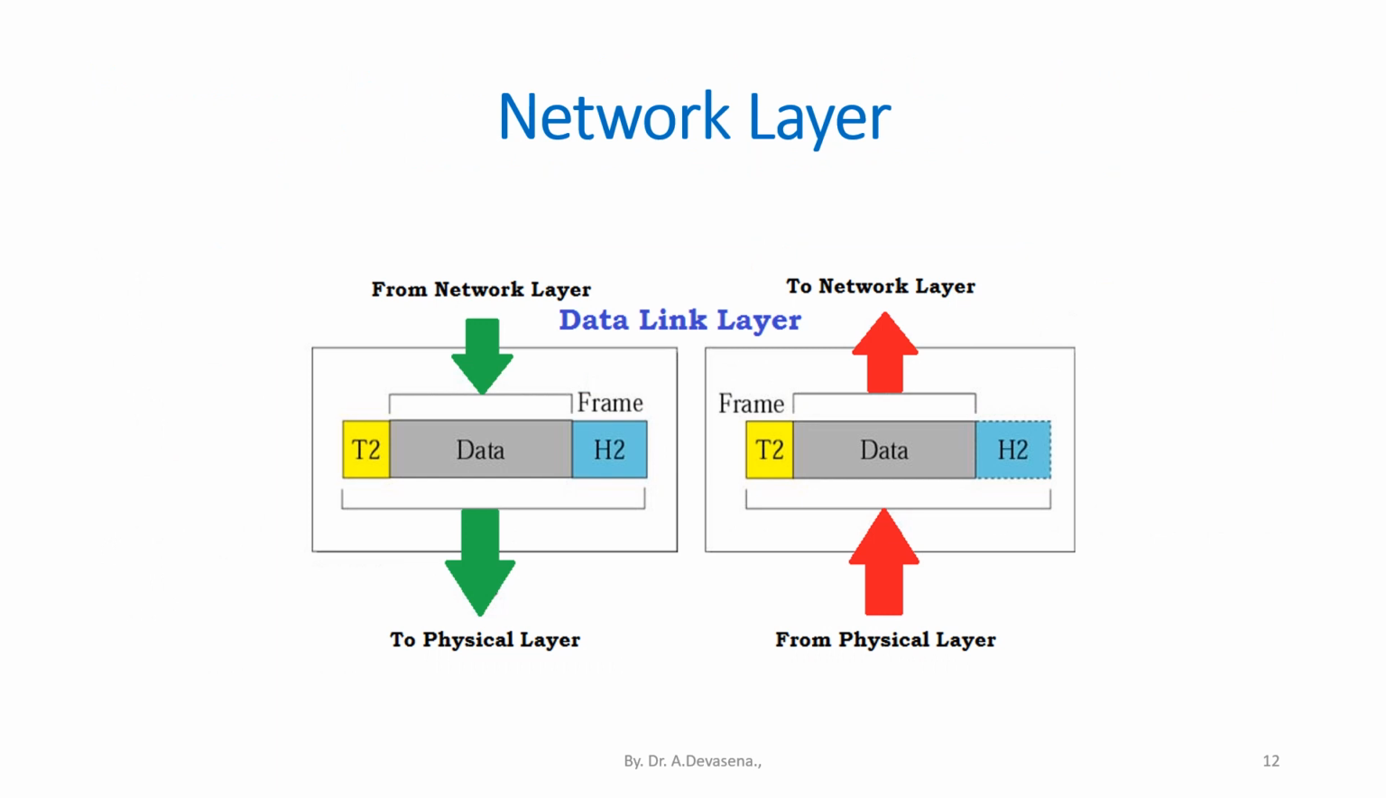Layer. In the sending side, from the network layer, data is passed to the data link layer and then it is being passed to the physical layer. In the receiving side, data is passed from the physical layer to the data link layer, and from the data link layer it is being passed to the network layer that is present in the receiving side. The flow diagram is represented here.